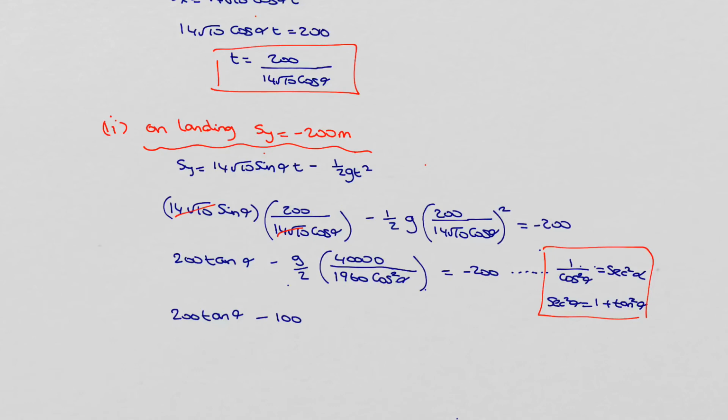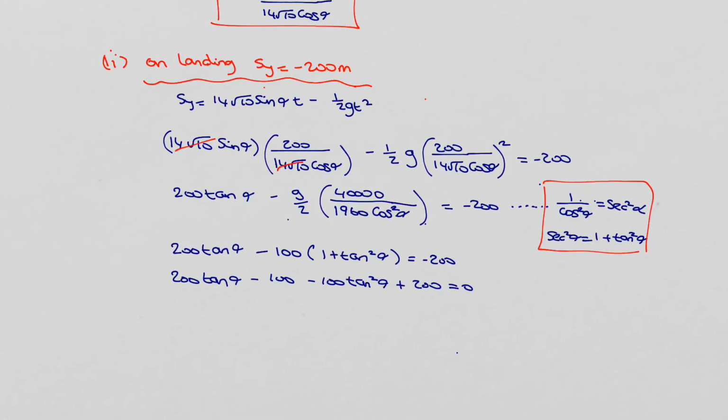And then if I take out my 1 over cos squared alpha, that becomes sec squared alpha, which becomes 1 plus tan squared alpha equals minus 200. So multiplying out the brackets and rearranging, well, that gives me 200 tan alpha minus 100 minus 100 tan squared alpha plus 200 equals 0. So I'm going to get a quadratic here. And if I divide everything across by 100 there, that simplifies down to give me tan squared alpha minus 2 tan alpha minus 1 equals 0.